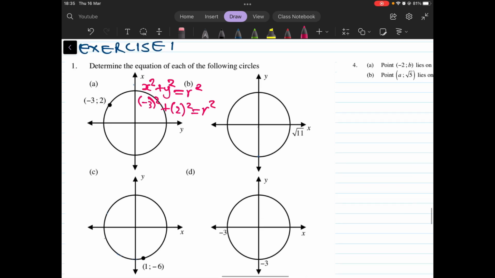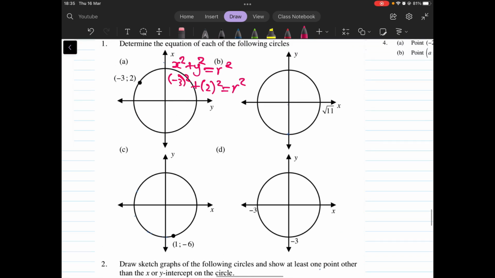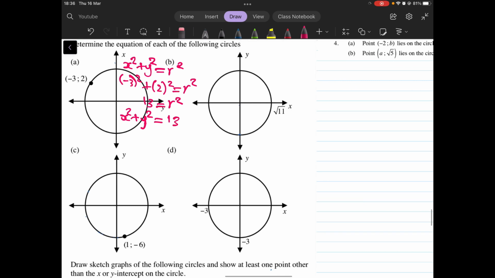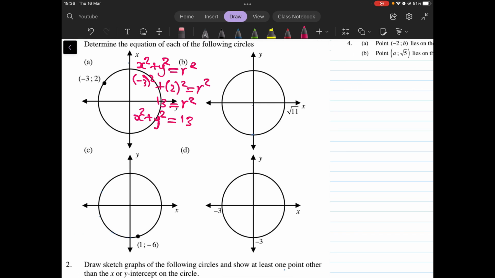equals to. As you can see, this is negative 3 squared plus 2 squared. That is actually 13, and that will be equals to your r squared. As a result, you can now write the final equation of this circle as x squared plus y squared equals to 13. That is for A, and it's done just like that.